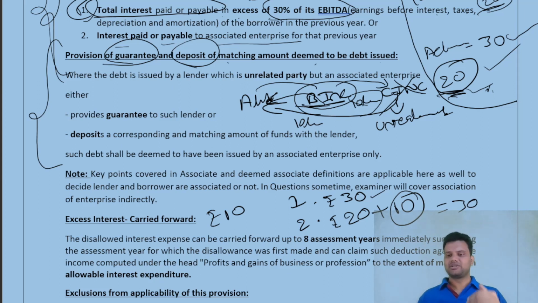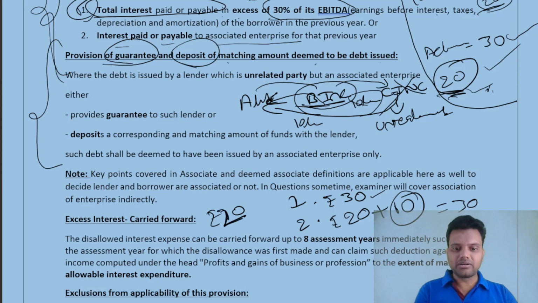This is how the disallowed interest can be carried forward up to 8 assessment years, and this can be set off if my condition number 1, that is total interest minus 30% of EBITDA, is higher than my actual expenditure. To the extent of condition number 1, we can take that as a deduction. For example, in this case, the amount which is disallowed is 20, not 10.